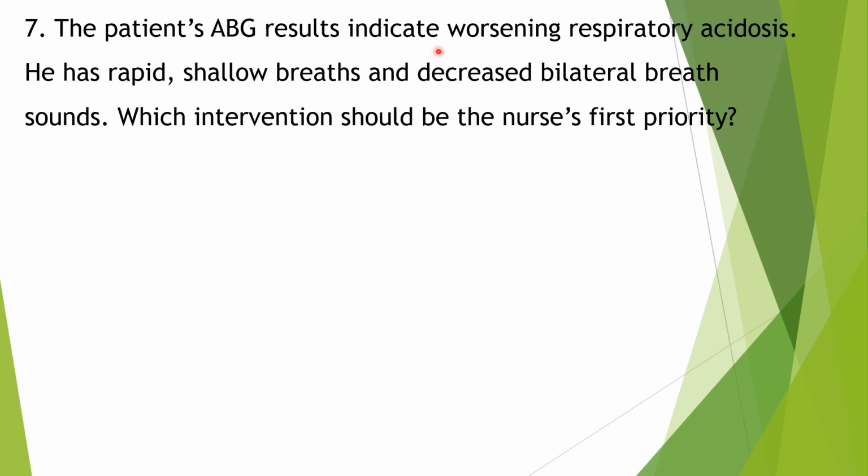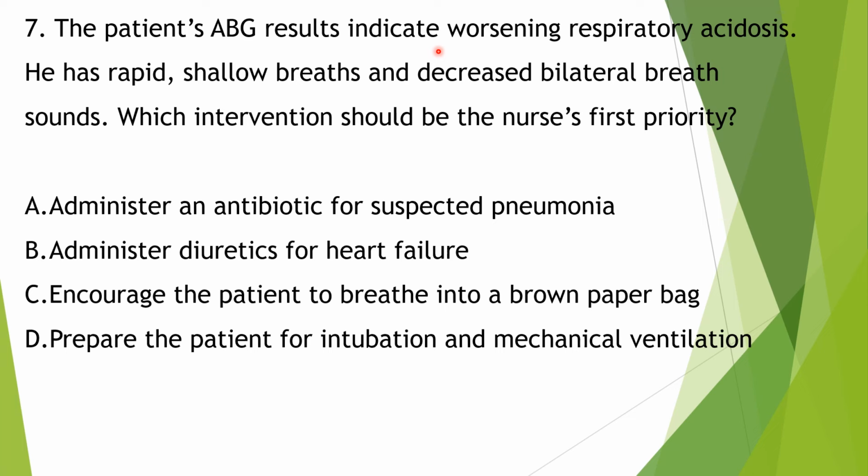Next, the patient's ABG results indicate worsening respiratory acidosis. Respiratory acidosis, you need to understand, the partial pressure of carbon dioxide is more than 45 mm of Hg. He has a rapid, shallow breath and decreased bilateral breath sounds. Which intervention should be the nurse's first priority? So, there is some problem with the ventilation, you understood, and here more carbon dioxide is there in our body. That is what is respiratory acidosis. So more carbon dioxide should not be there. We should ventilate the patient.